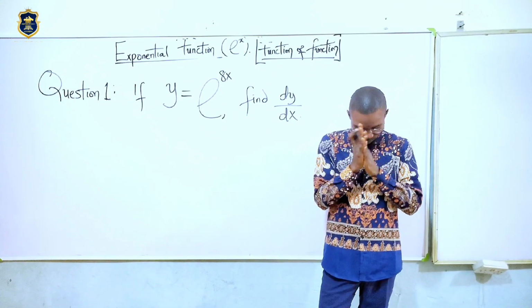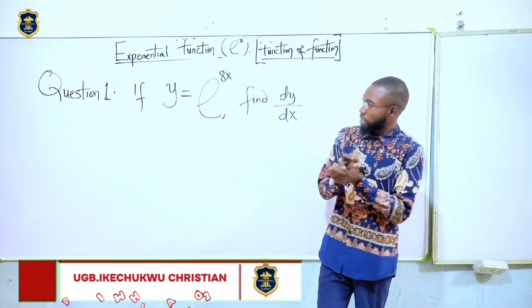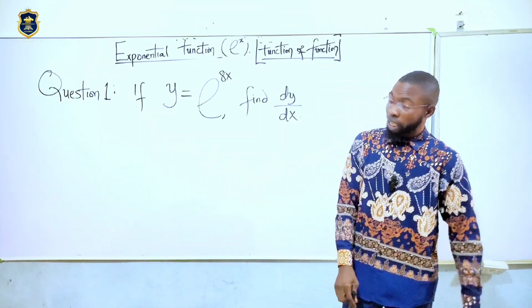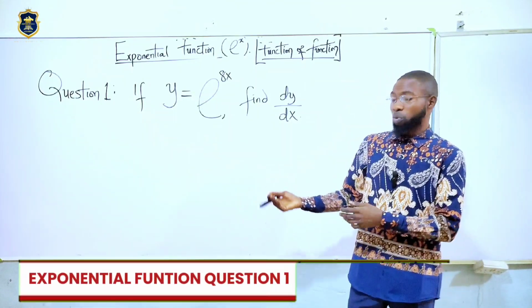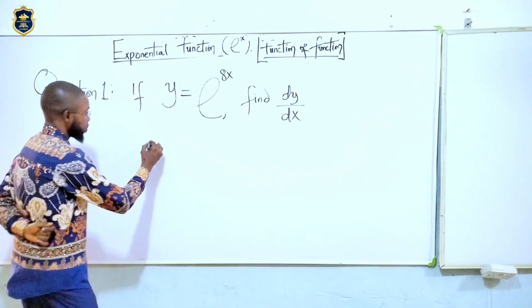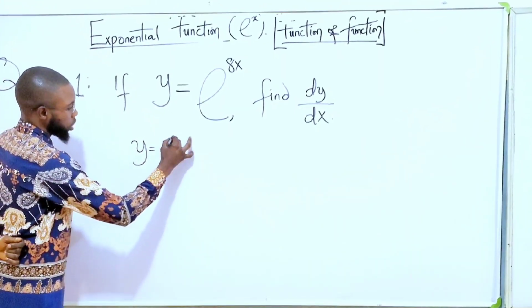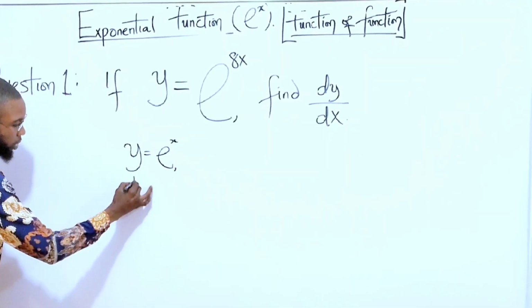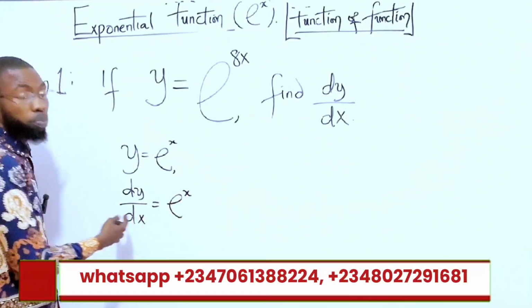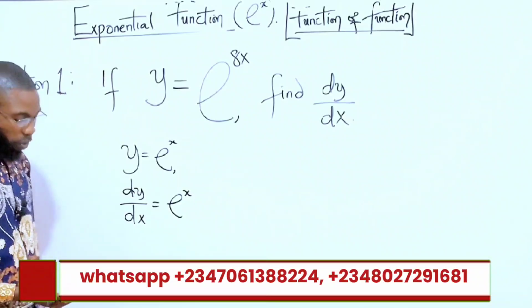Right, so let's start with question number 1 as regards what we've been doing on exponential functions. I believe I showed you the proof in the previous video. I said if y is equal to e raised to power x, then dy over dx is the same thing as e raised to power x, and the proof is there. So you can just go there and check.